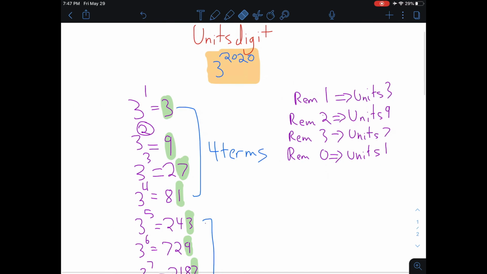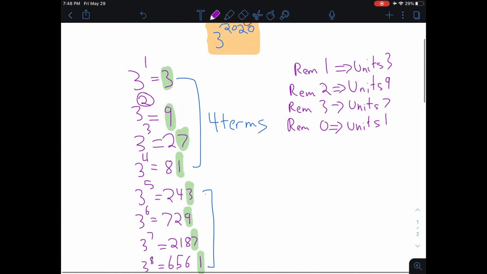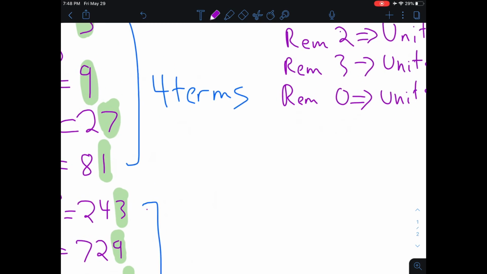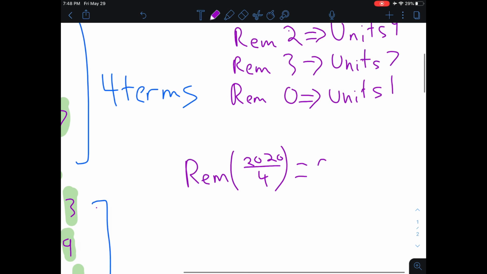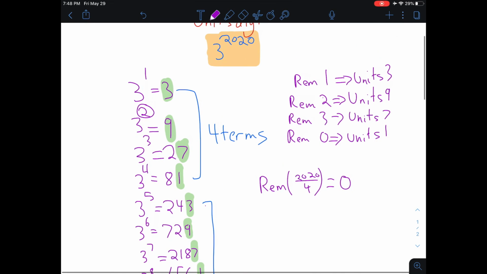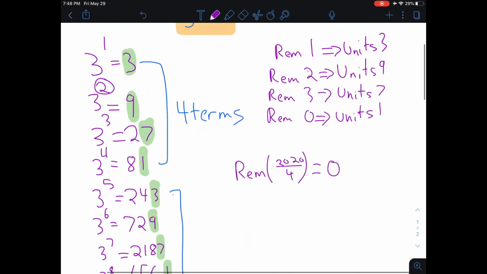So now let's try applying this to 3 to the power of 2020. First we must find the remainder, because as you guys see, it's vital in order to figure out what the units digit is. So what is the remainder when 2020 is divided by 4? Well, that's just 0, because 4 is a factor of 2020. So when the remainder is 0, that means the units digit must be 1.